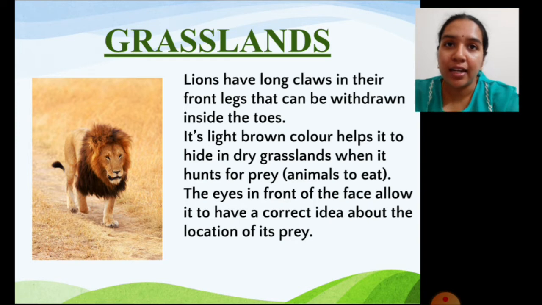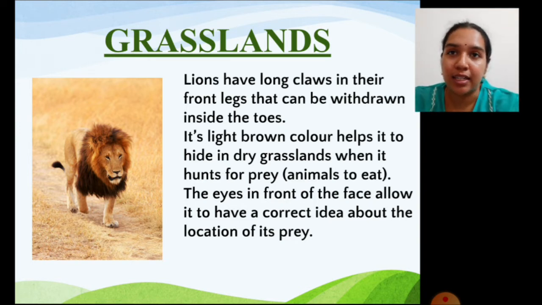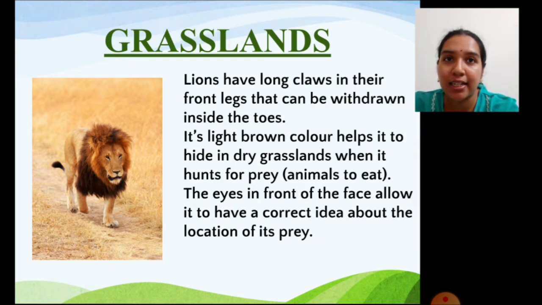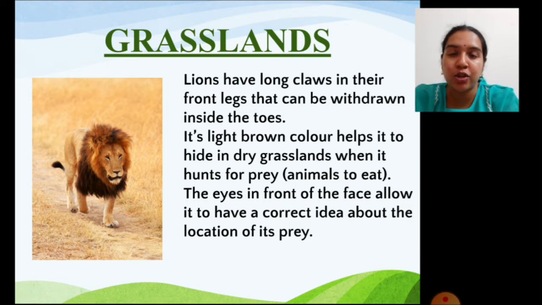The color of a lion is light brown. As the grasslands are, most of the year, so dry and golden brown in color, the lion's light brown color helps it to hide in the grasses while hunting. If you observe the eyes of a lion, they are in front of the face, which allows the lion to have a clear observation of its prey's location. Prey means that on which it feeds.